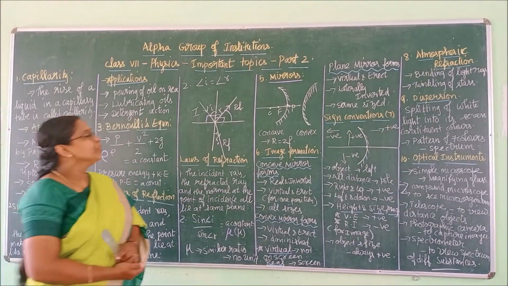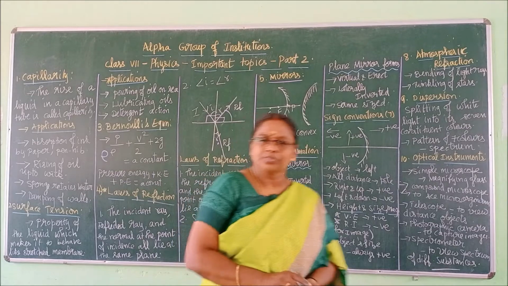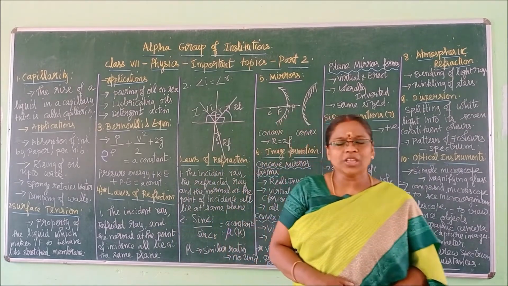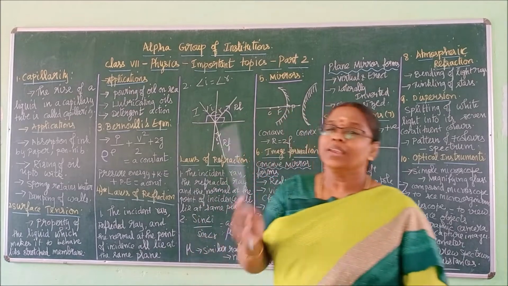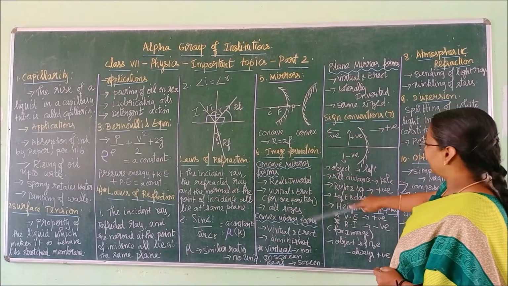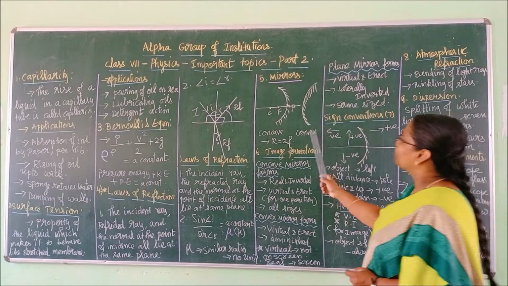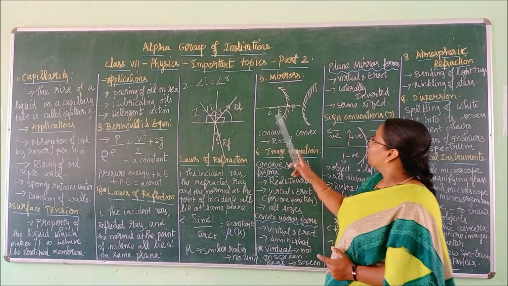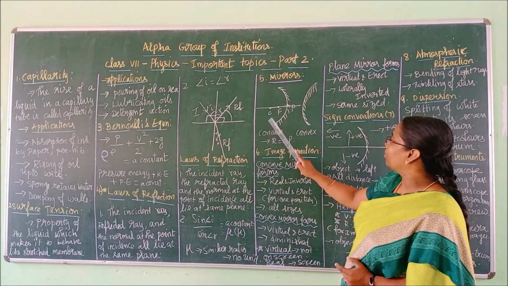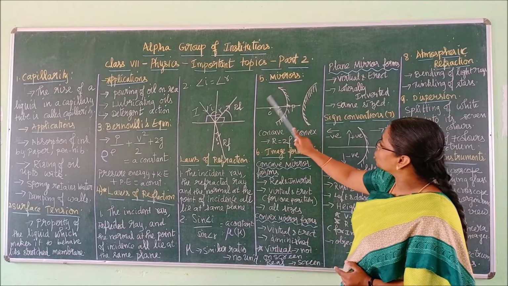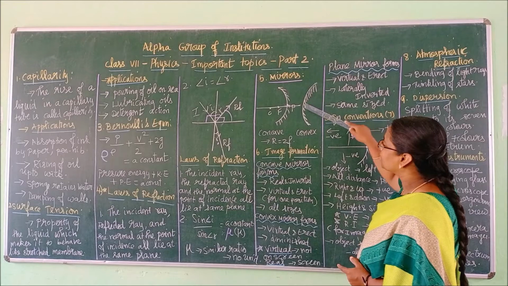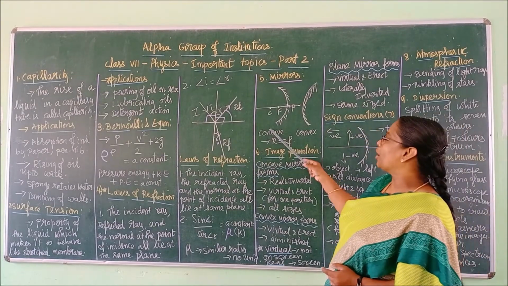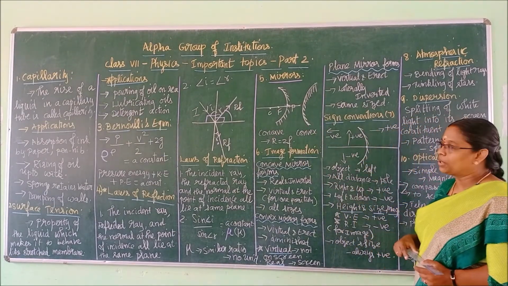Understood, children? Now we are moving to mirrors. What are the main types of mirrors we learn? Plane mirrors we learn, spherical mirrors we learn. In that I have given 3 types of mirrors here. First, diagrammatically let us identify it. This shape is called a concave mirror. The reflecting surface is towards the center. Here the polished surface is towards the center. So this is a concave mirror, this is a convex mirror.